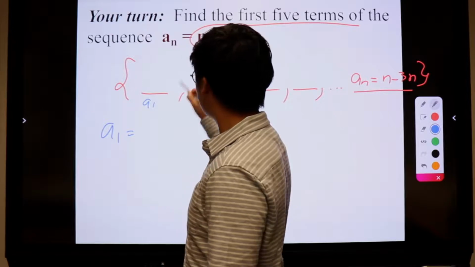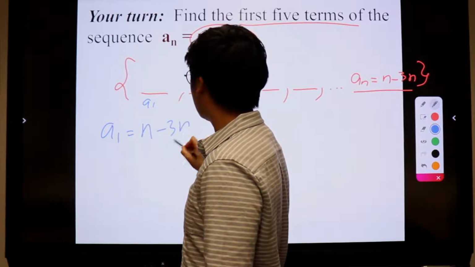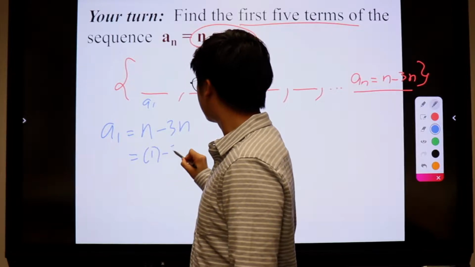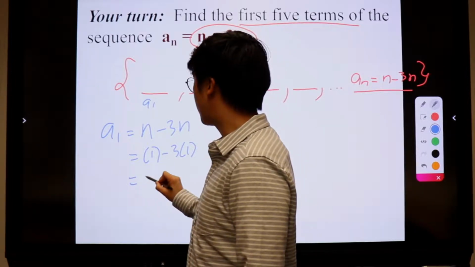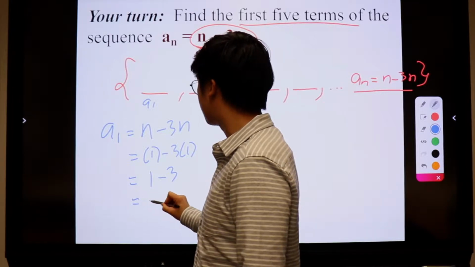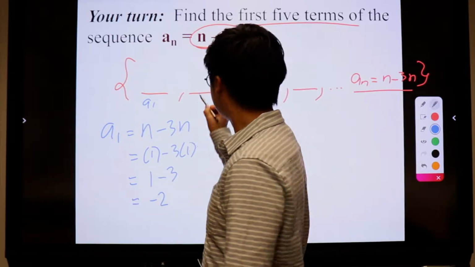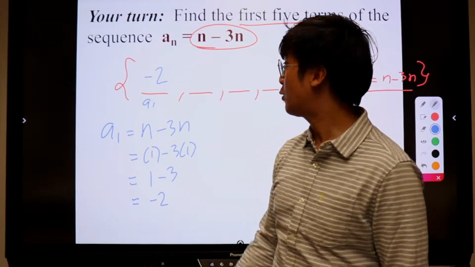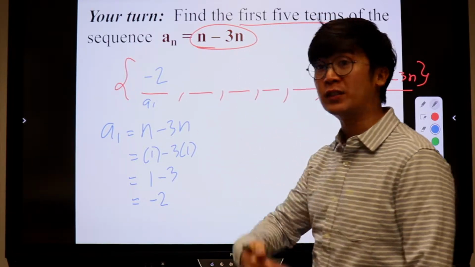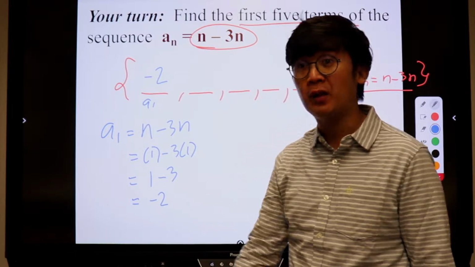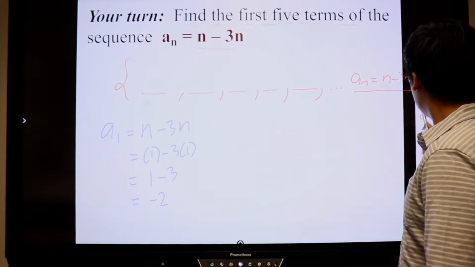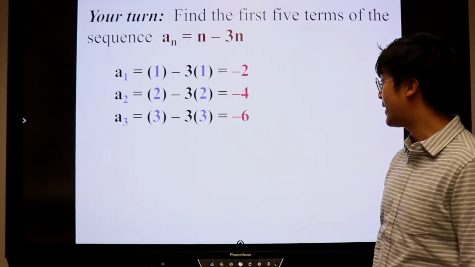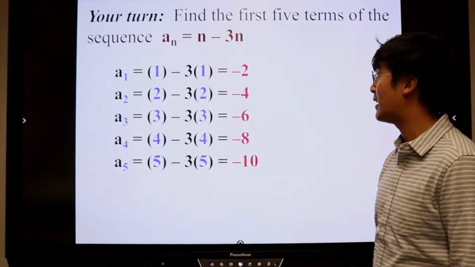So you will replace the n in n minus 3n with the subscript 1. So n becomes 1, and then you solve it. So you have 1 minus 3, which is negative 2. So that is your first term of the sequence. So in this sequence, you need to produce 4 more of them. So you will just do the repetition of the formula, which gives you your complete set. Negative 2, negative 4, negative 6, negative 8, and negative 10.